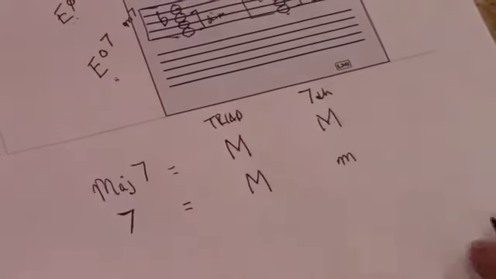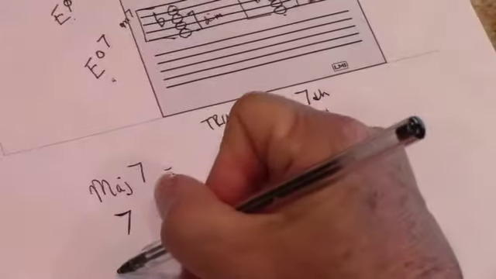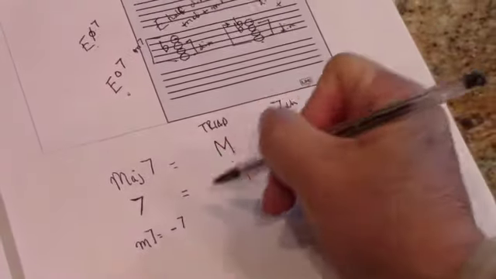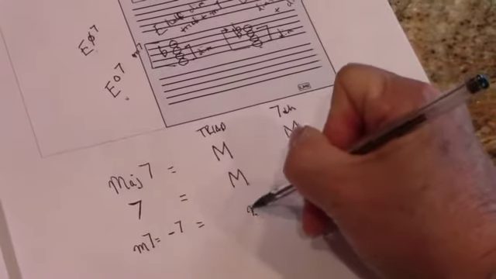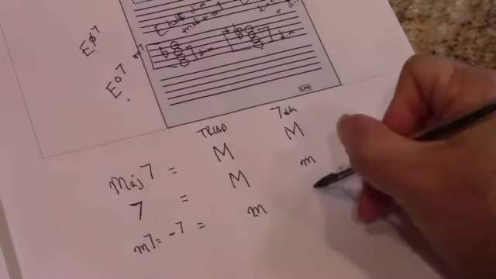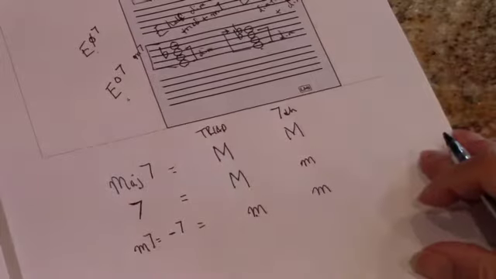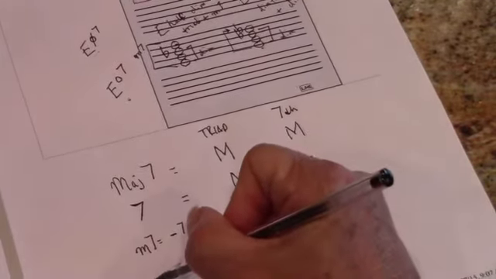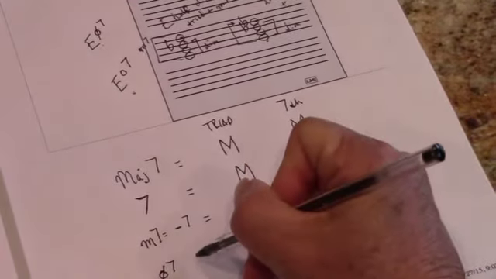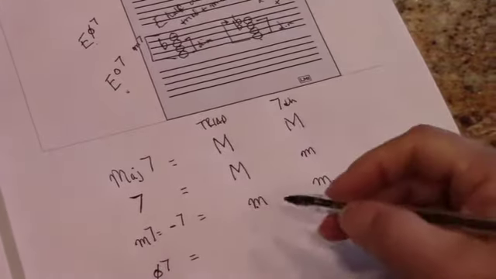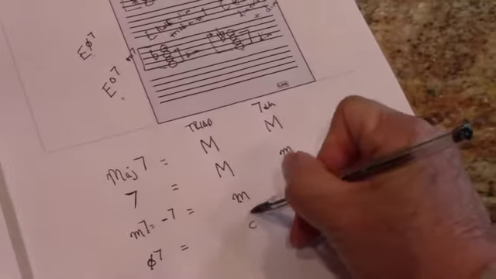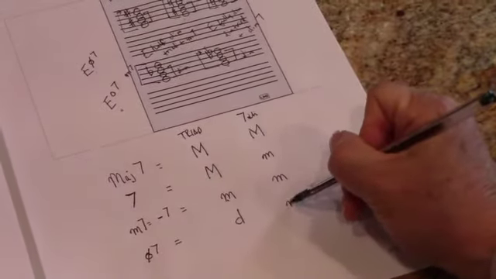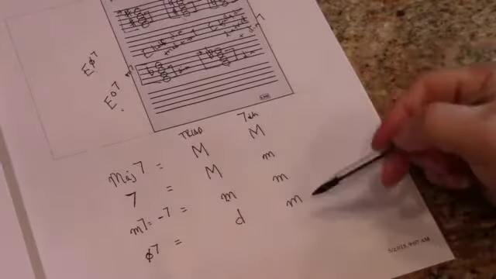minor 7. A minor 7 chord sometimes looks like this, minus 7 too. Will be a minor triad and a minor 7. A diminished or a half diminished looks like this. Will be diminished triad. You notice that I'm using the D sign. And a minor 7 as the 7th.